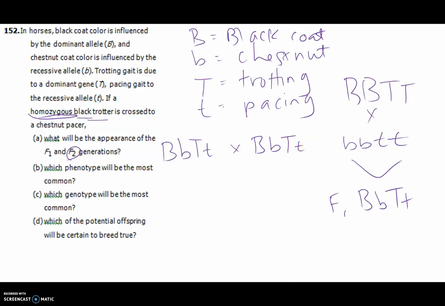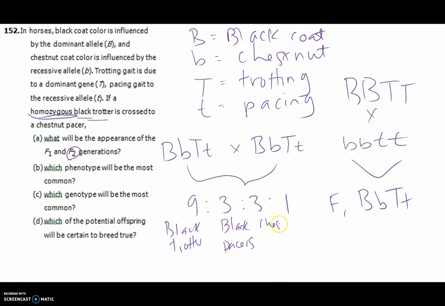And like we saw in class, when you cross these, you're going to get a 9:3:3:1 phenotypic ratio. I'm not going to do it in the video, but you can go ahead and do a dihybrid cross for these two parents. If you look for all of the black trotters, you should find 9 of them. The black coat pacers should be 3. Then you'll have a chestnut trotter, which should be 3. And a chestnut pacer should be 1 out of 16.